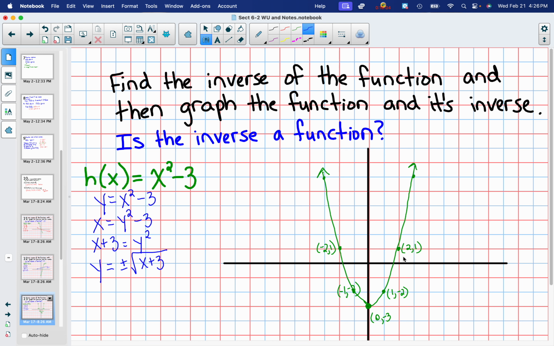So I'm going to swap the x and y values. So instead of (negative 2, 1), I'm going to graph (1, negative 2). Instead of (negative 1, negative 2), I'm going to graph (negative 2, negative 1). Instead of (0, negative 3), I'm going to graph (negative 3, 0). Instead of (1, negative 2), I'm going to graph (negative 2, 1). And instead of (2, 1), I'm going to graph (1, 2). And I'm going to draw that in.